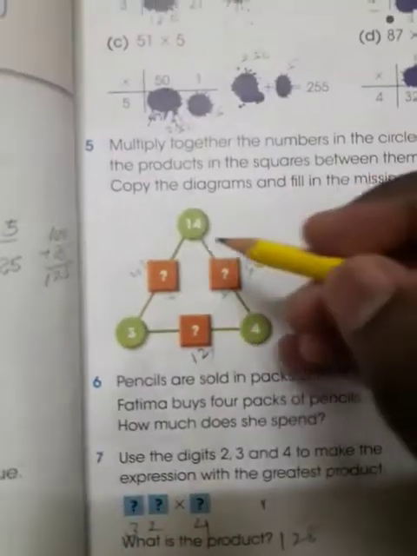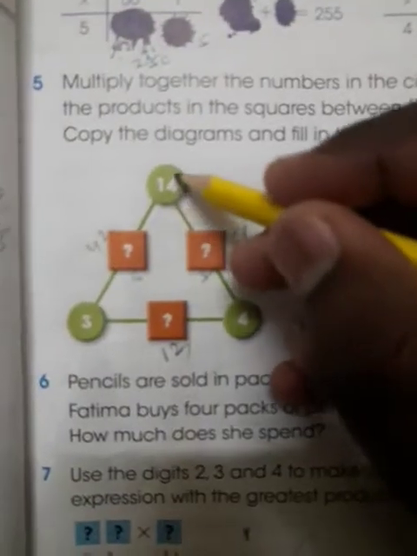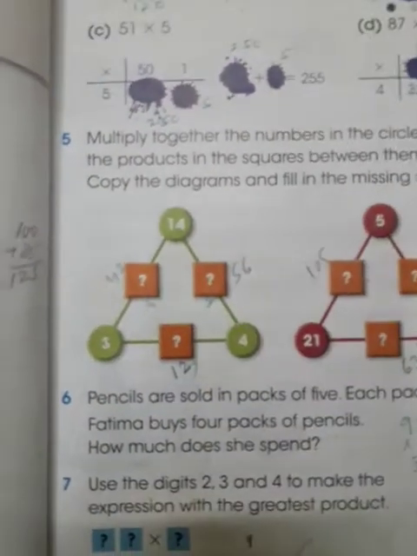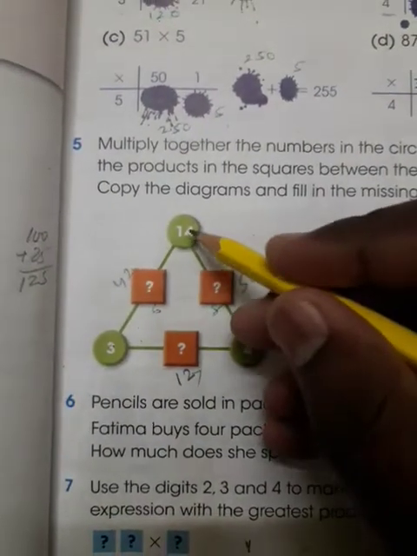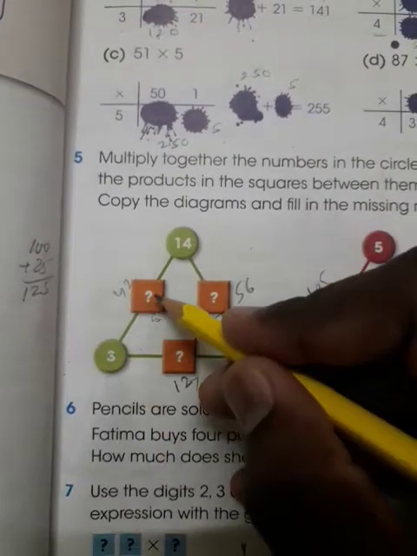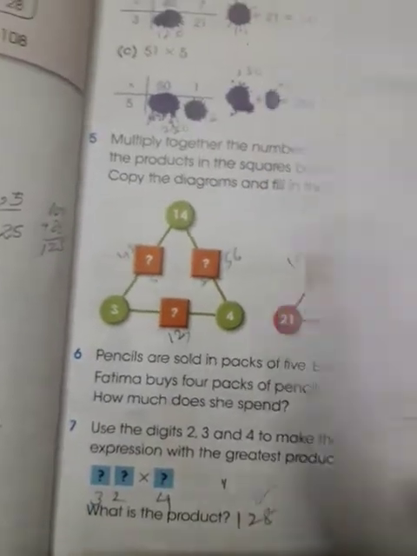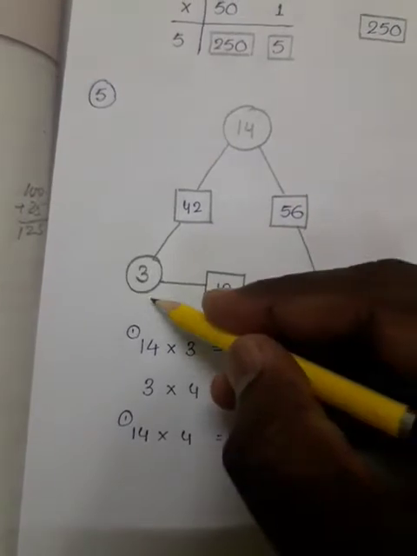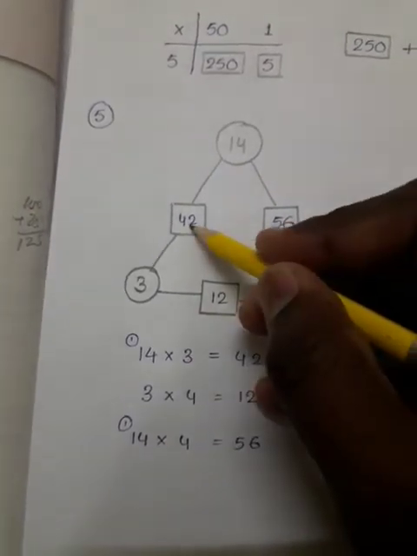Now look at your question number 5 again. Already we learned a question like this. In the Let's Investigate question, just by multiplying the two circles, the answer is in the square. When you multiply the two circles, the answer is in the square. So here similarly, 14 multiplied by 3, how much? 42. That is right in the middle.